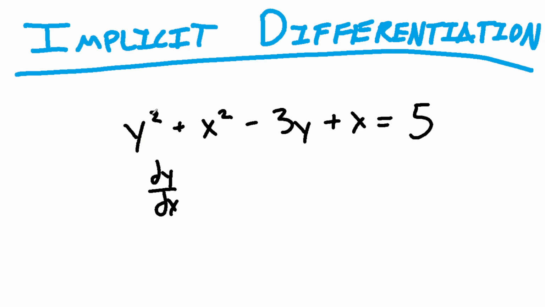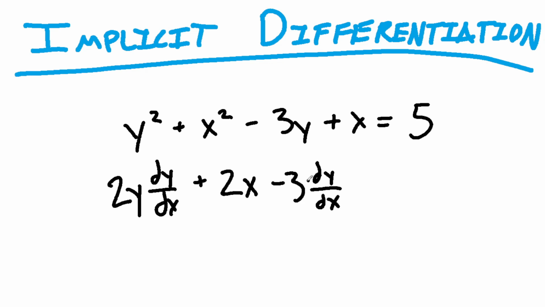So the derivative of y squared is 2y, and we're going to multiply it by dy/dx. And then we're going to add that to the derivative of x squared, which is 2x. And then the derivative of negative 3y is just negative 3, but we have to multiply that by dy over dx because it's the derivative of y with respect to the variable x. And then the derivative of x is just 1, and the derivative of 5 is 0 because it's a constant.